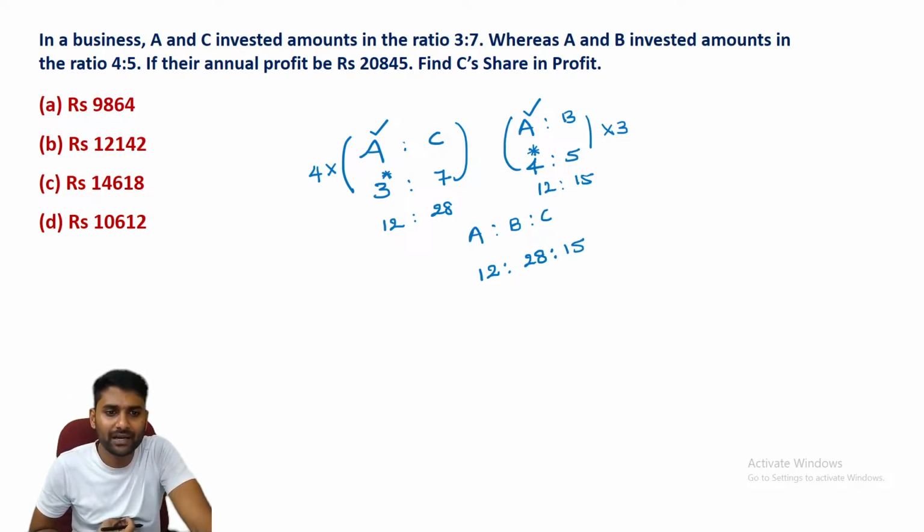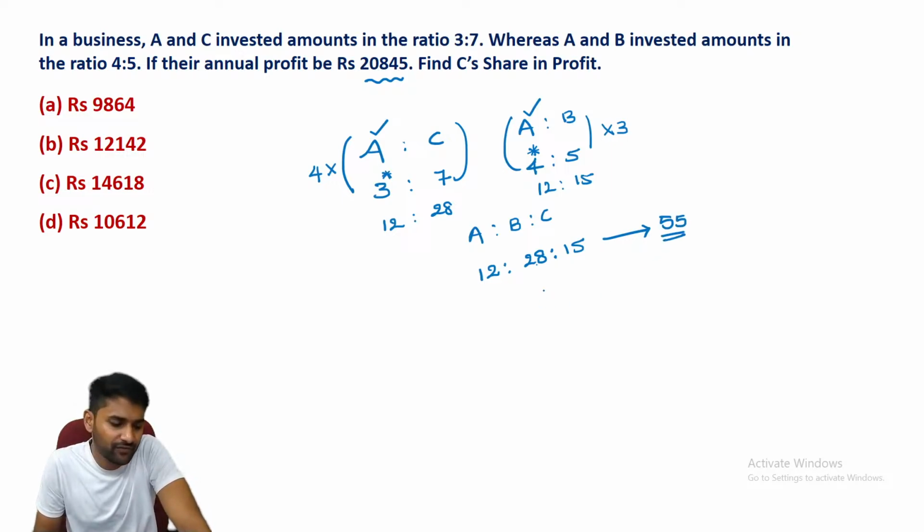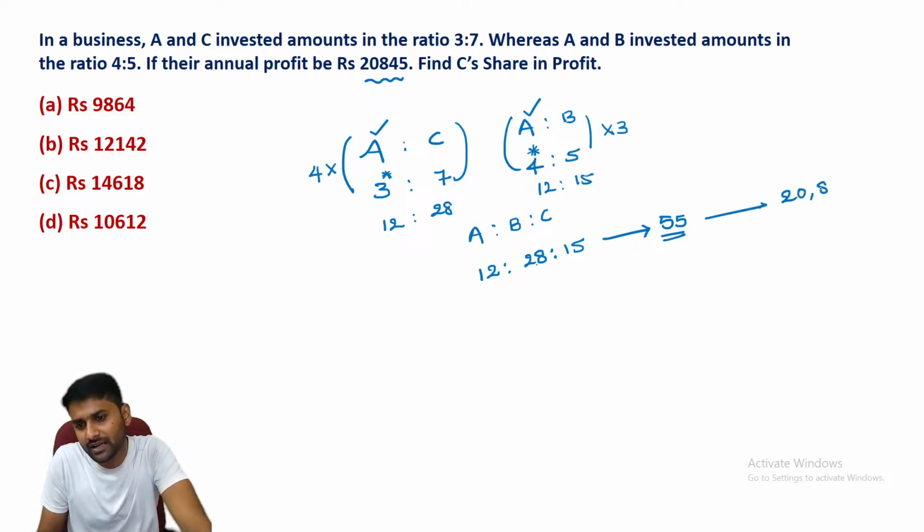Now we have a comparison. If the total annual profit is 20,845, we go through this sum. 28 plus 12 is equal to 40, plus 15 is equal to 55. Total profit is 55 units. Then A will get 12, B will get 28 and C will get 15. Now, if 55 becomes 20,845, find each value.